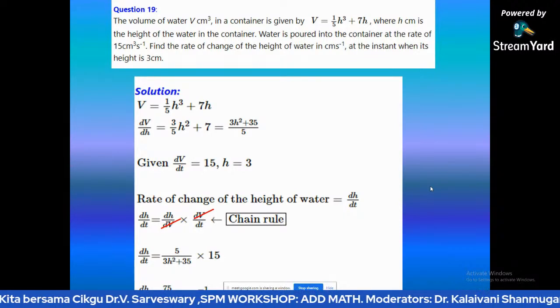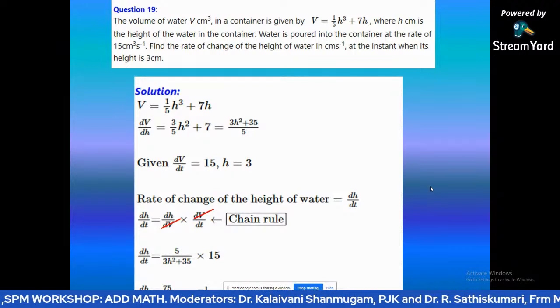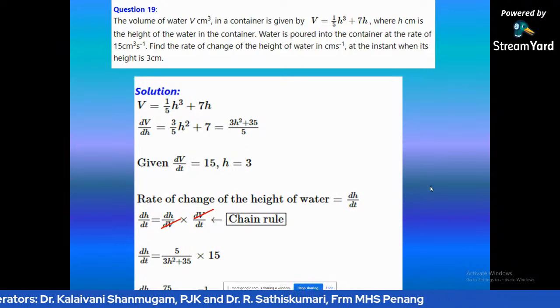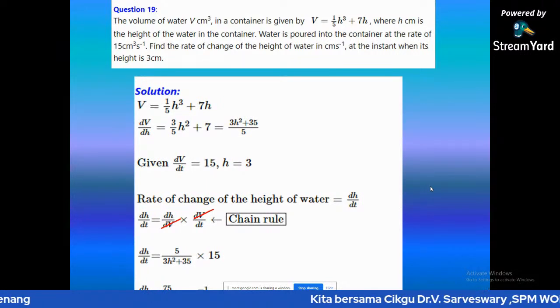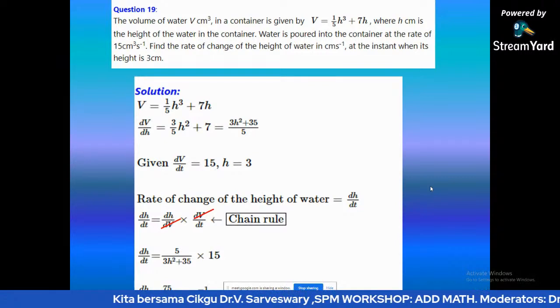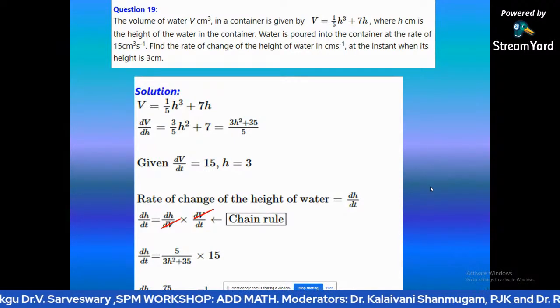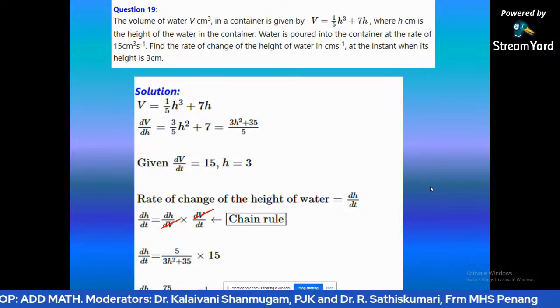Teacher repeats again. When you read this question, you know this is rate of change. Given, let's say, V in terms of h, straight away you calculate dV/dh. You might get 1 mark over here. Then what is given? Cm cubed over s, that means volume. Rate of change of volume, dV/dt is 15. Then what you need to find? Cm over s negative 1, that means dh/dt. Write down dh/dt equals question mark. Then h is 3, that's it.